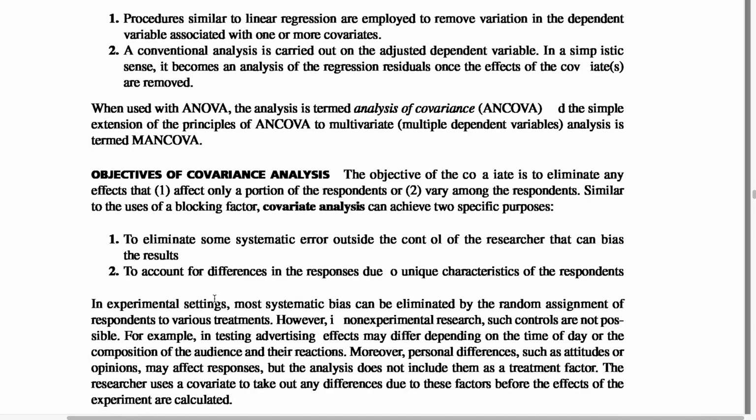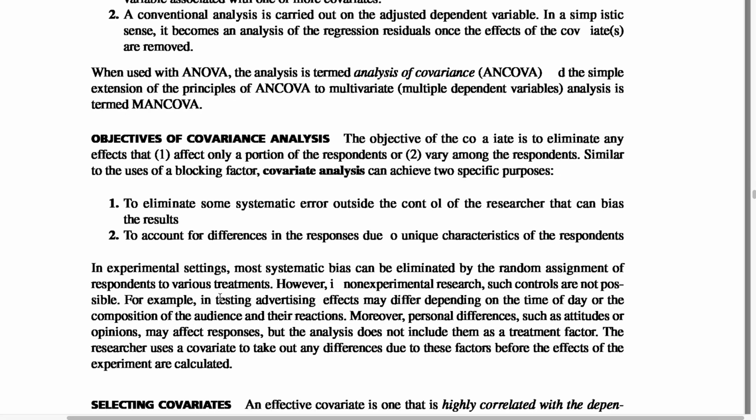Objective of covariance analysis. The objective of the covariance is to estimate any effects that, number 1, affect only a proportion of the respondents, and second, vary among the respondents. Similar to using a blocking factor, covariance analysis can achieve two specific purposes: one, to eliminate some systematic error outside the control of the researcher that can bias the result, and two, to account for differences in the responses due to the unique characteristics of the respondents.